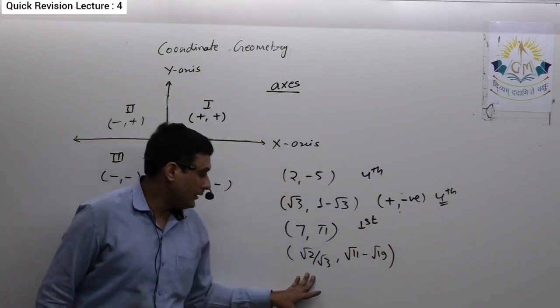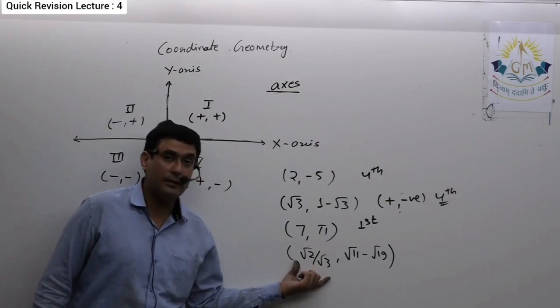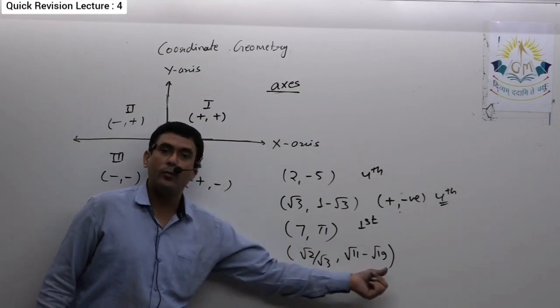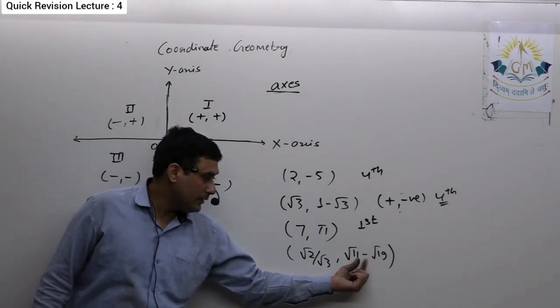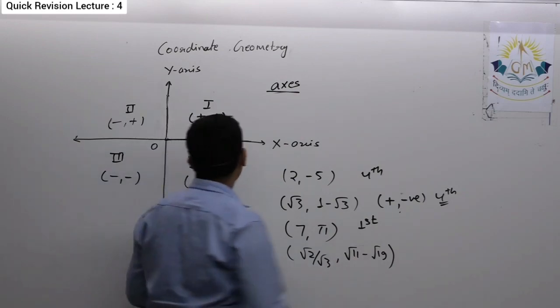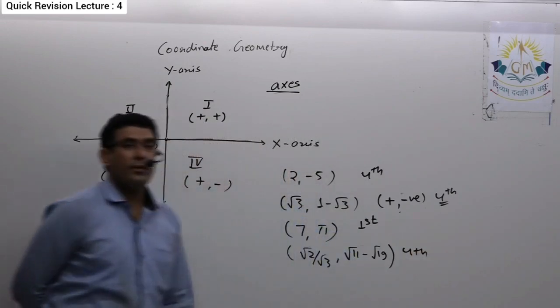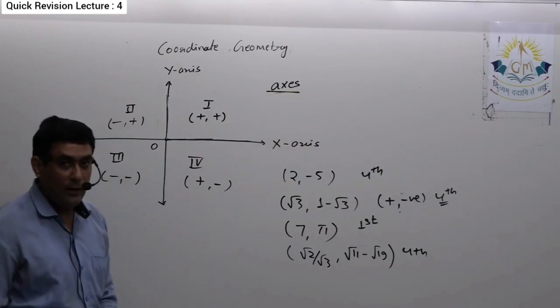Now again over here, root 2 by root 3. What to do? Nothing. Just see the sign. It is positive. Here 11 is smaller than 19, so root 11 is smaller than root 19. That means this is again going to be negative. So positive, negative, again in the fourth quadrant. Okay, so this is the way to identify in which particular quadrant a point will lie.